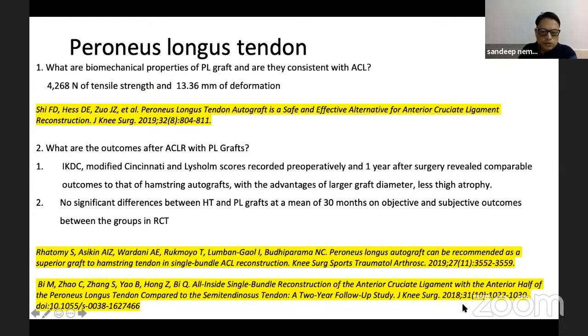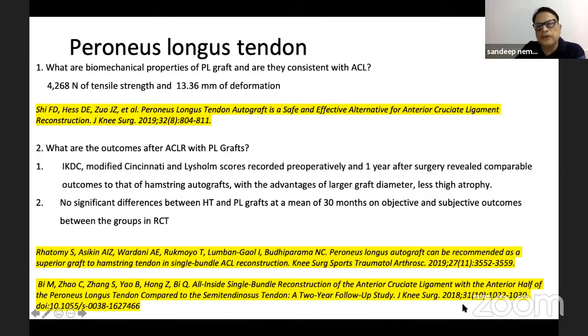So these are the two studies which we saw. One is a 2-year follow-up study, published in 2019. The second one published in 2018. And they came out with the IKDC and modified Cincinnati scores recorded preoperatively and 1 year after surgery revealed comparable outcomes to that of the hamstrings autograft with the advantage of larger graft diameter and less thigh atrophy.